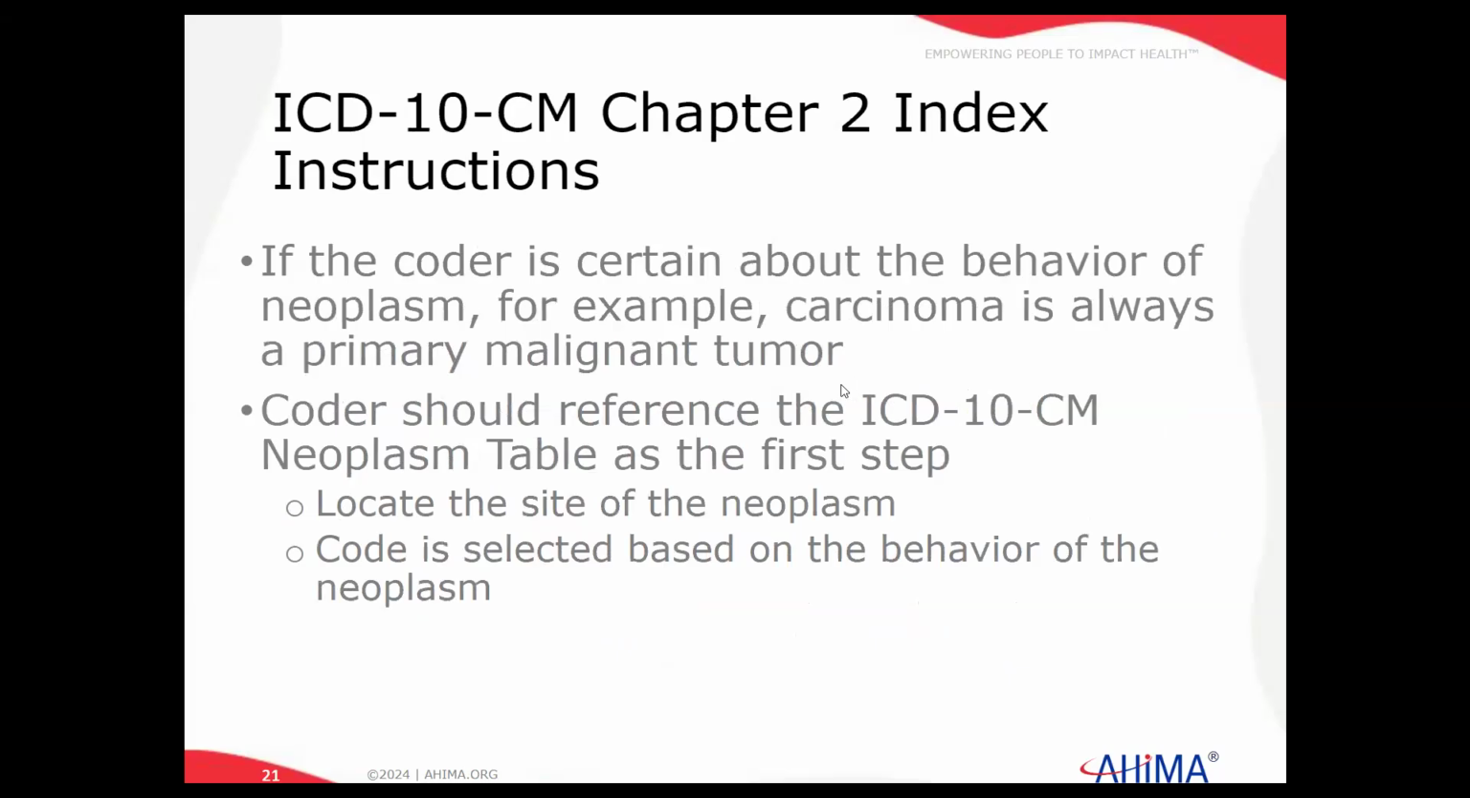The coder may be uncertain about the behavior of a neoplasm. For example, carcinoma is always a primary malignant tumor. Need to make sure that when you're looking at the neoplasm table, you know the site of the neoplasm. That's one of the drivers of the correct code.